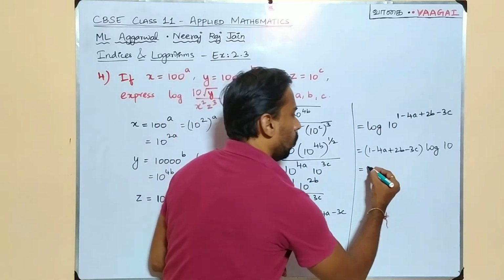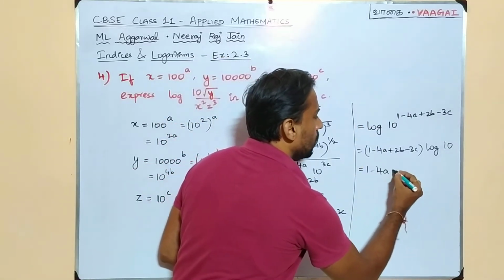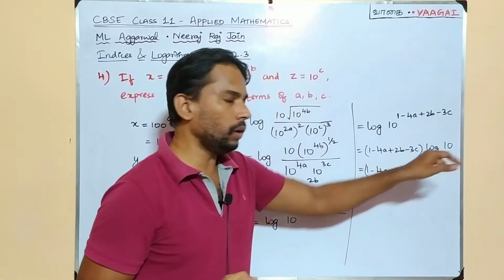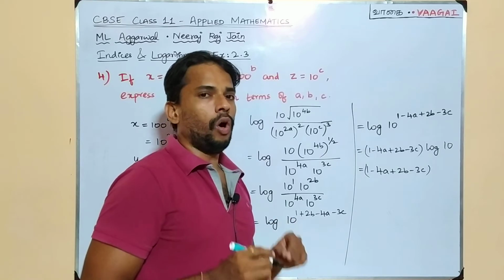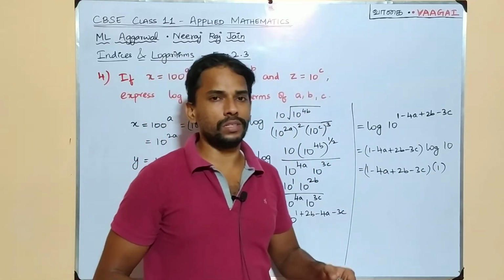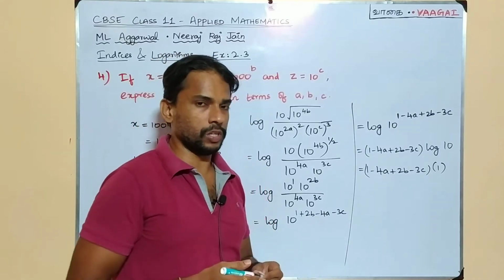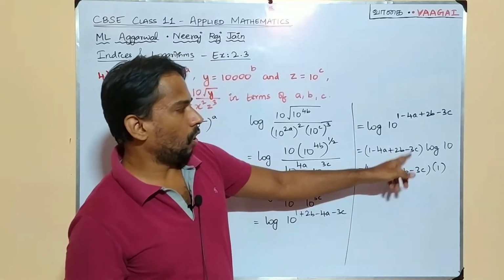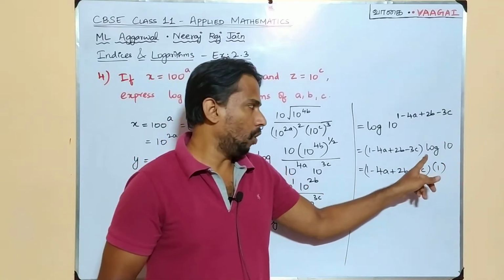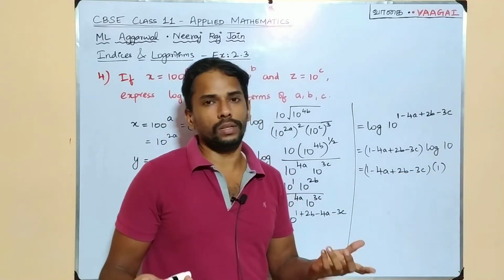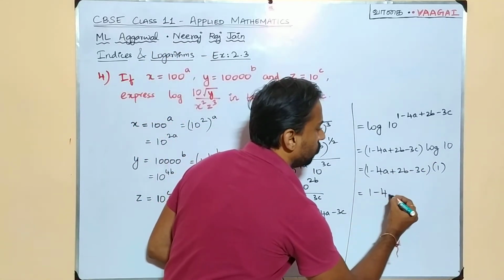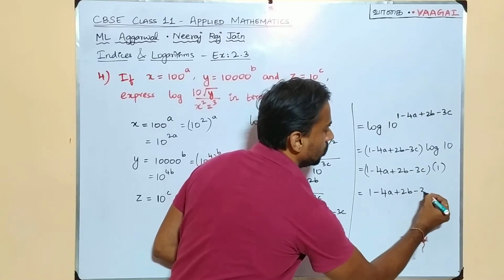Now finally, 1 minus 4a plus 2b minus 3c, this entire thing will be multiplied by log 10. What is log 10? Log 10 is simply 1. For the same reason we saw in the previous problems, log 10 means the common logarithm, log 10 to the base 10, which is going to be 1. So this becomes 1, and our final answer will be 1 minus 4a plus 2b minus 3c. This is going to be the answer.